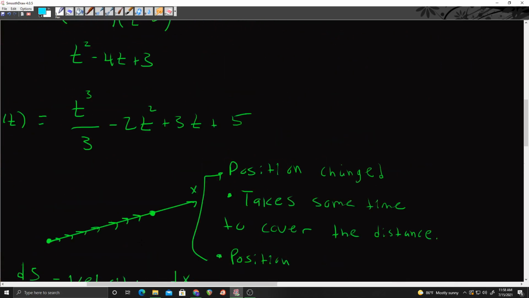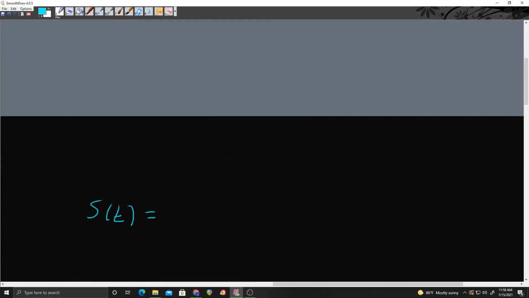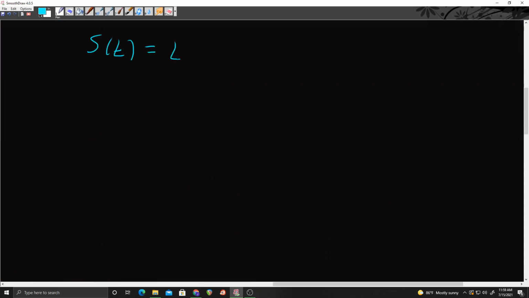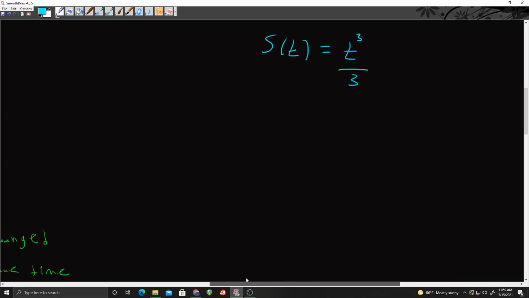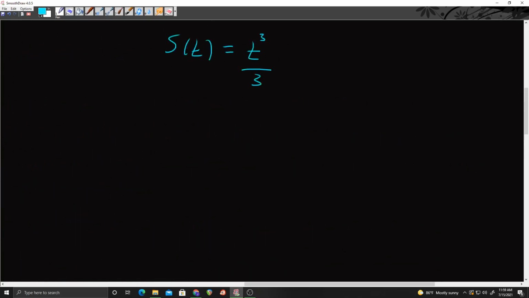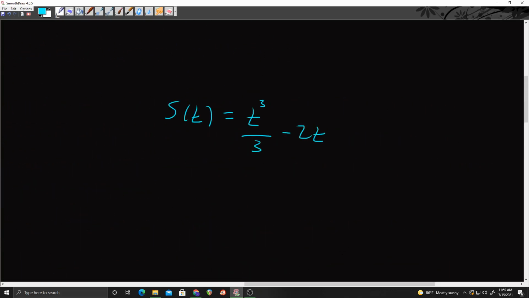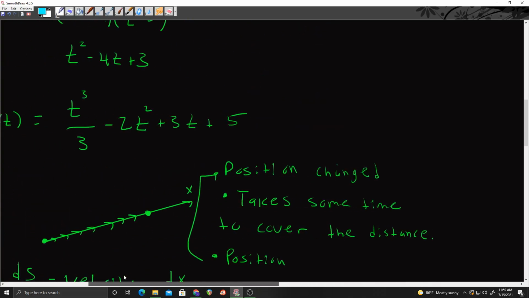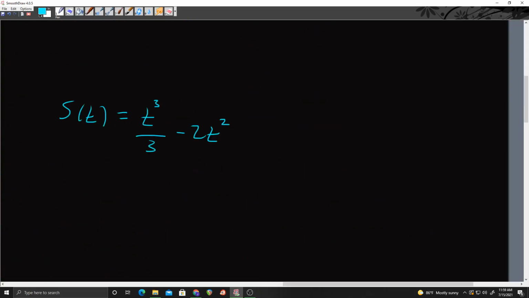I'll write it down again. t cubed over 3 plus 2t, minus 2t squared. Don't want to screw it up. Plus 3t plus 5. There we go. Here's my position at any time t.